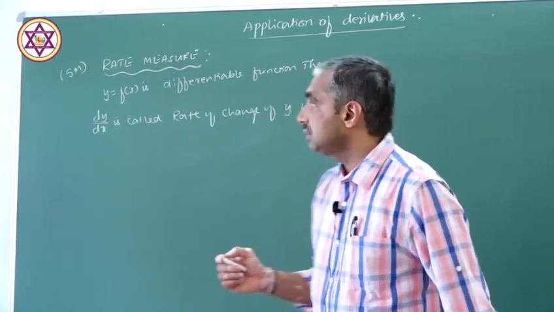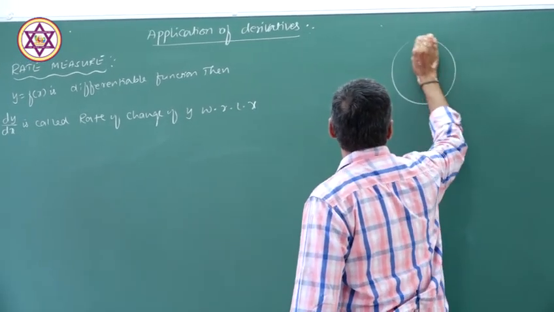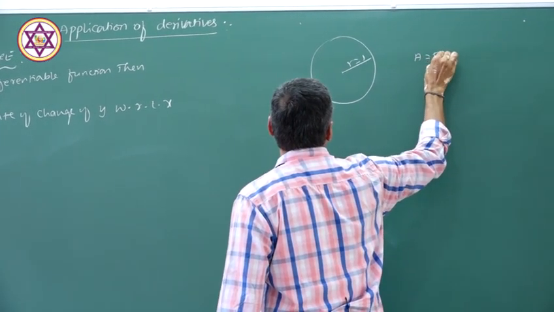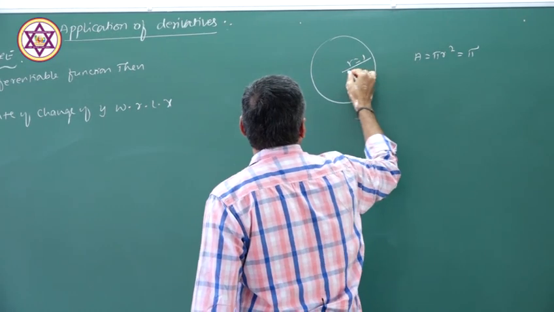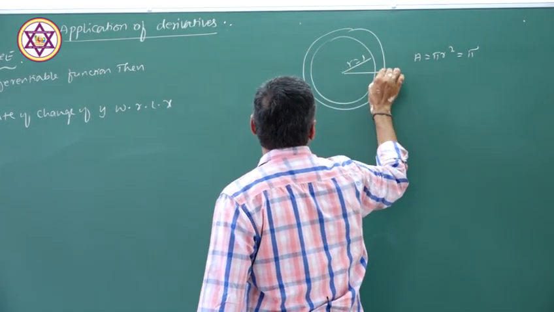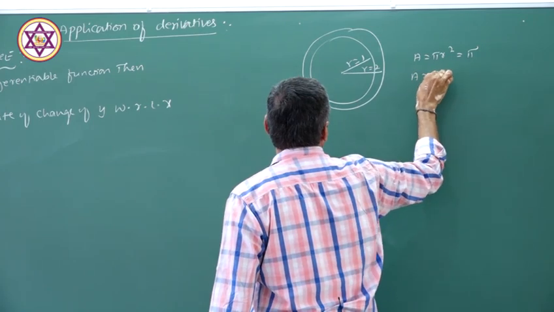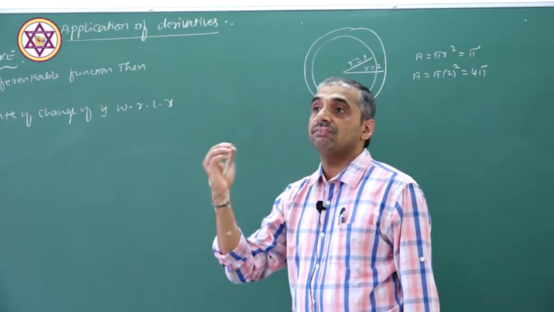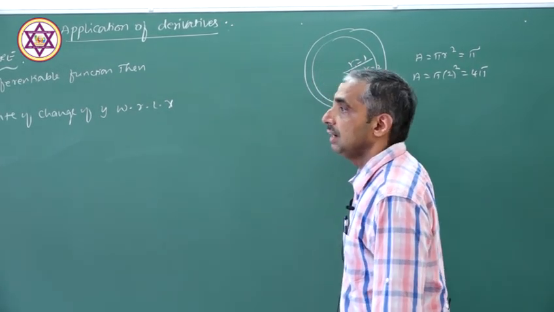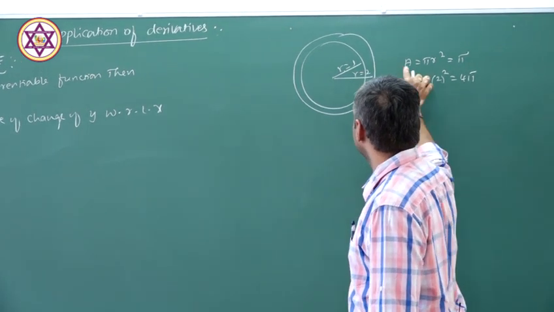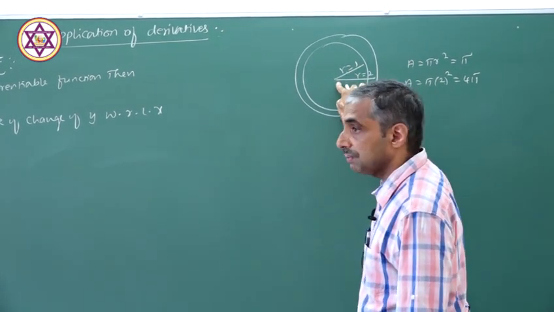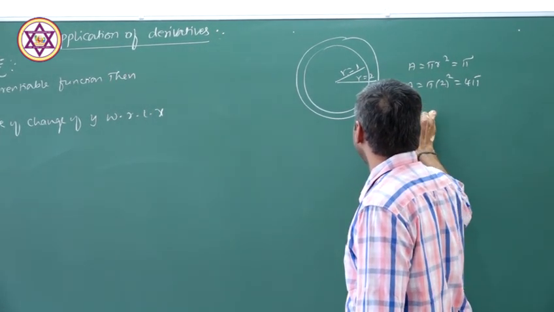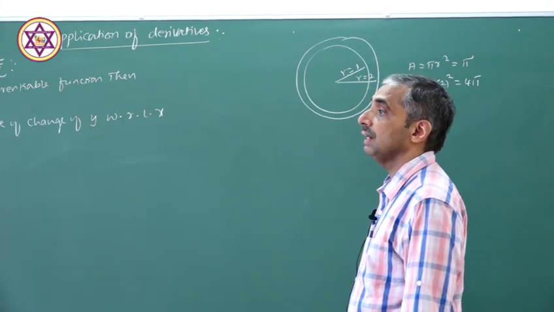Suppose you take the circle. If the radius is 1 centimeter, the area pi r square is pi. If the radius goes to 2 centimeters, r is equal to 2, area is pi into 2 square, that is 4 pi. When the radius changes, the area also changes. That means the rate of change of area depends upon the radius. Rate of change of area with respect to radius is represented by dA by dr.